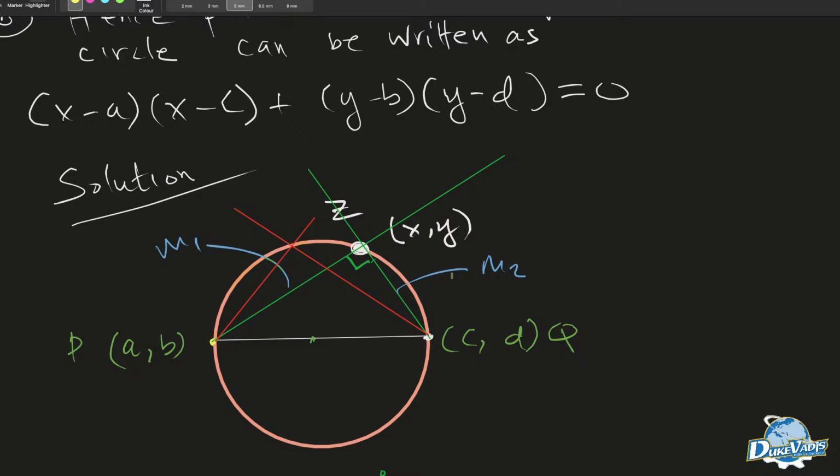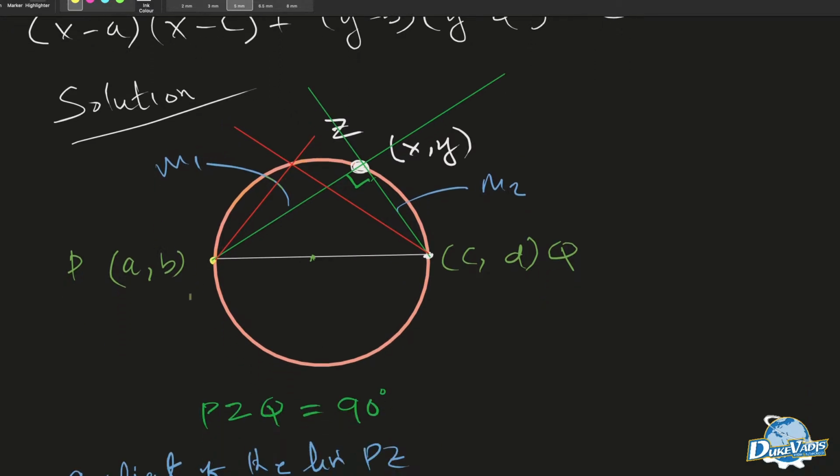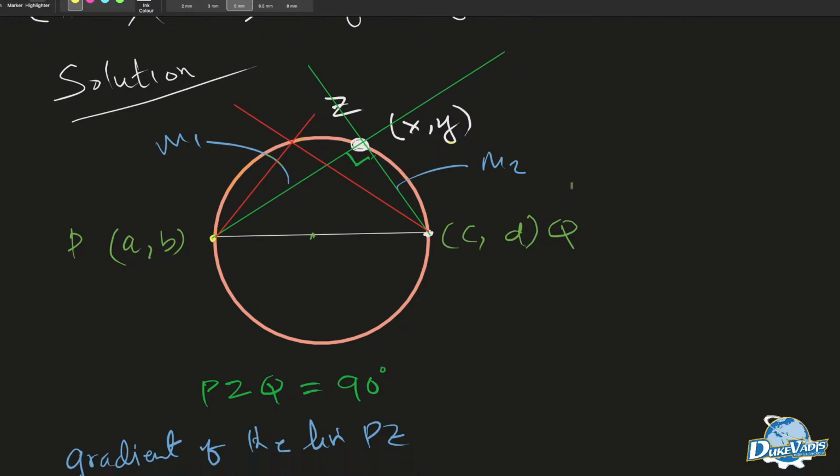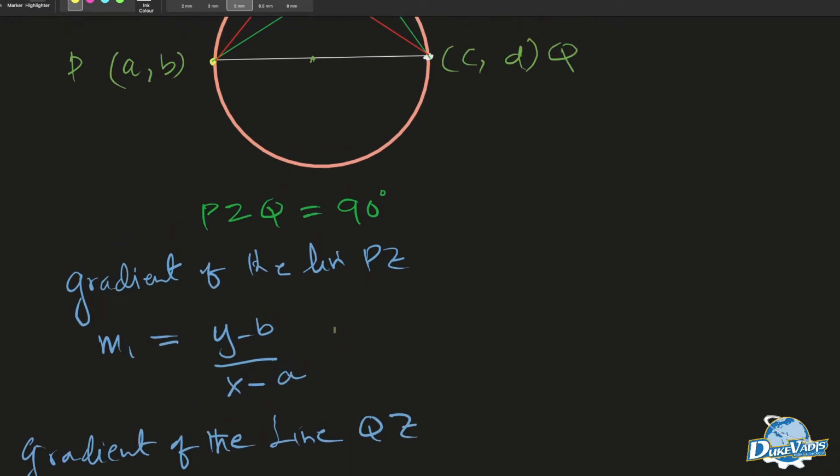In the same way, if we have this red line going through this one, the angle PZQ is 90 degrees. So that is the proof. Now, let's find the gradient of the line PZ with the coordinate (a, b) and the coordinate (x, y). When we find the gradient, we're going to get (y minus b) over (x minus a).